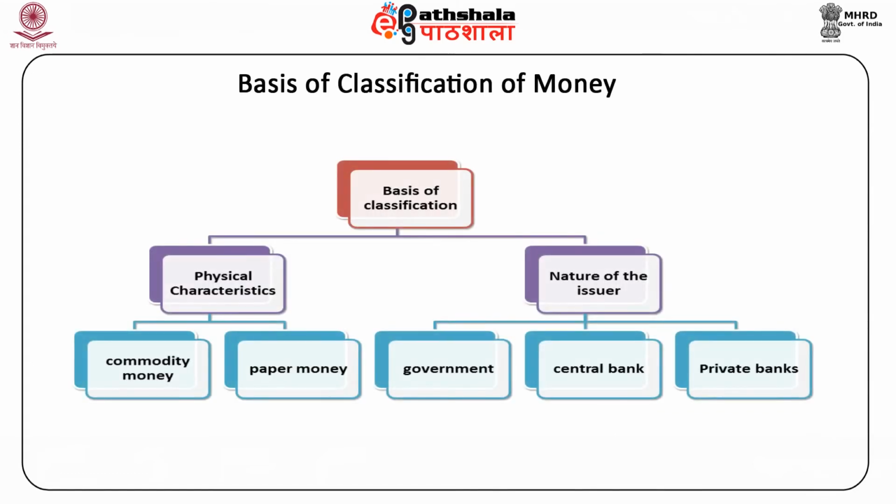Let us now discuss the basis of classification of money. Money can be classified in three ways. Firstly, it is based on physical characteristics or material of which money is made, that is, whether it is in the form of commodity like silver or gold, or in the form of paper like currency notes. Secondly, it is based on the issuer of money in existence, whether it is the government, central bank or private banks. At present, in India, money is either issued by the government or the central bank.